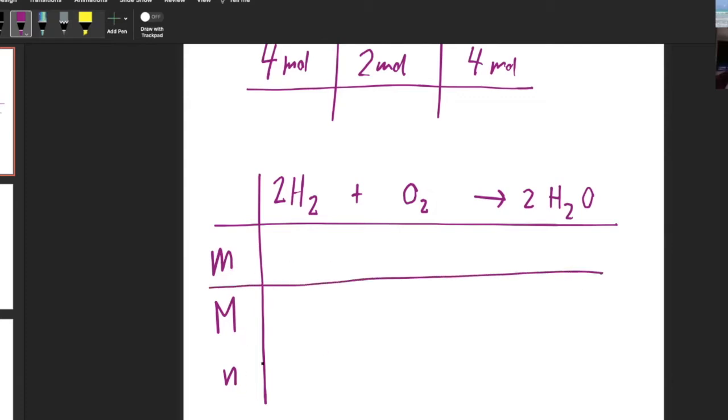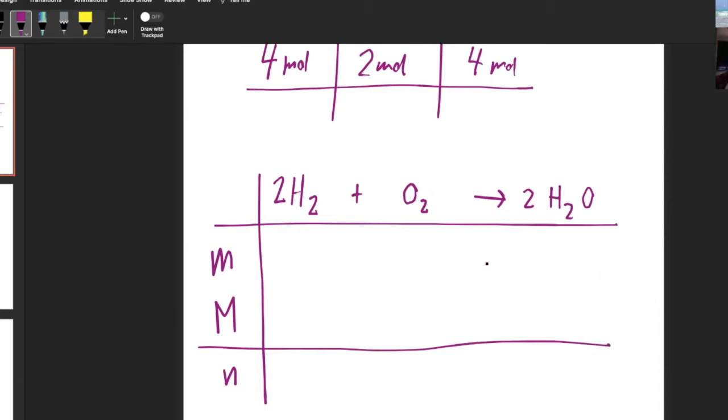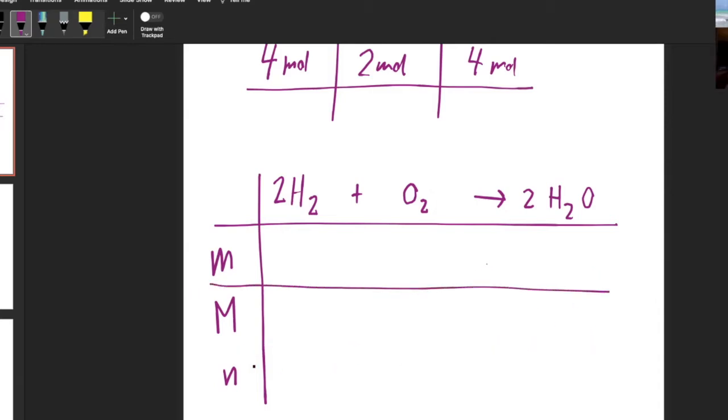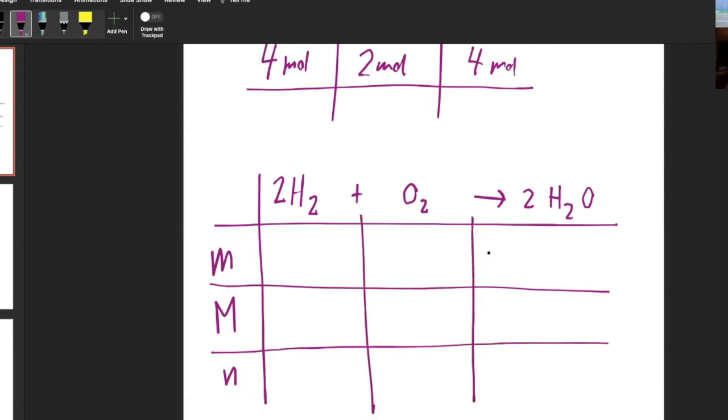Okay, and what we're gonna do is we're gonna make a little table here. And you can use this table for everything, including excess and limiting. You can use it for everything. This is my table. Teachers don't do it this way. This is the way that I figured to do it. And I'm not saying I'm the only person that did it, but I'm pretty confident that it's a pretty good method.